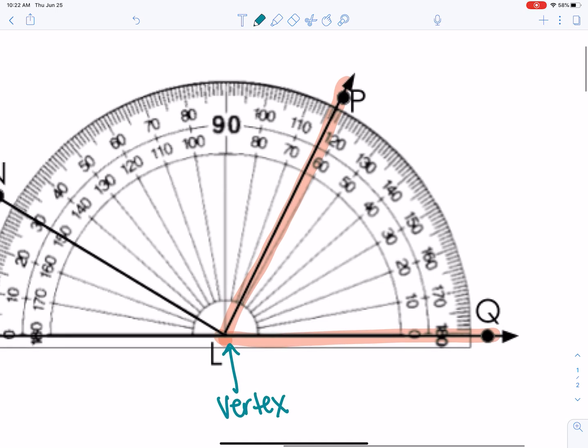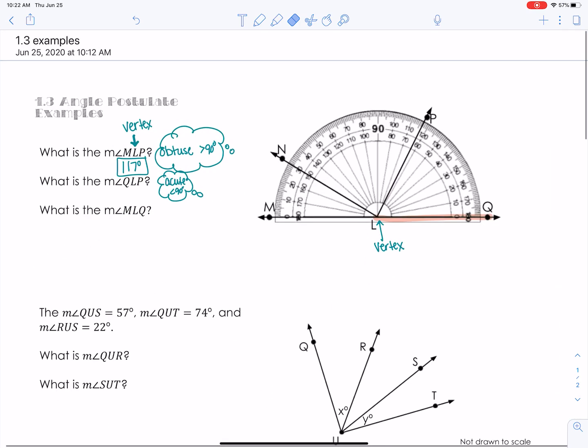Now we count going this direction, so that's 61, 62, 63. So we'll come down here and we'll say that's 63 degrees.